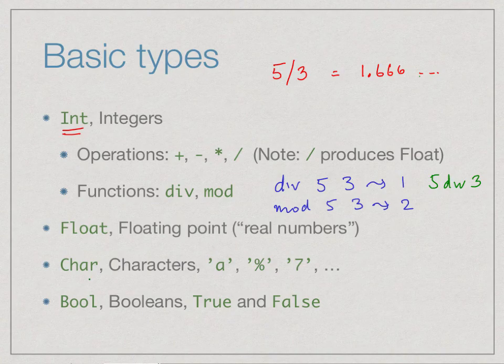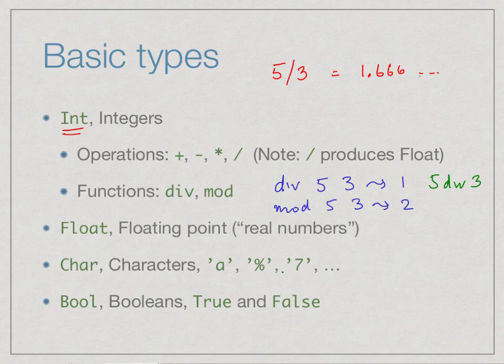Then, as we saw before, a very important type for programs is text. So the basic text unit is a character, and a character is written with single quotes. So we write single quote A, single quote %, single quote 7. So any character which we can type on the keyboard can be represented with single quotes as a character input.